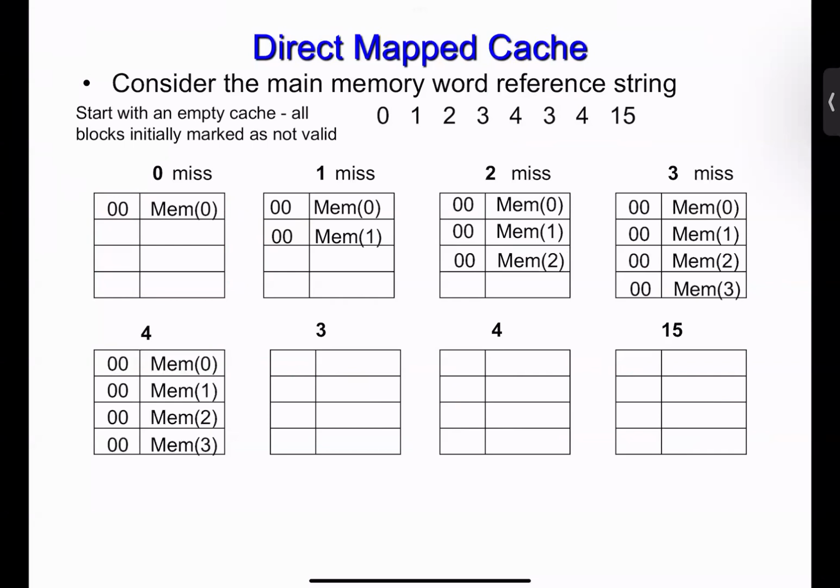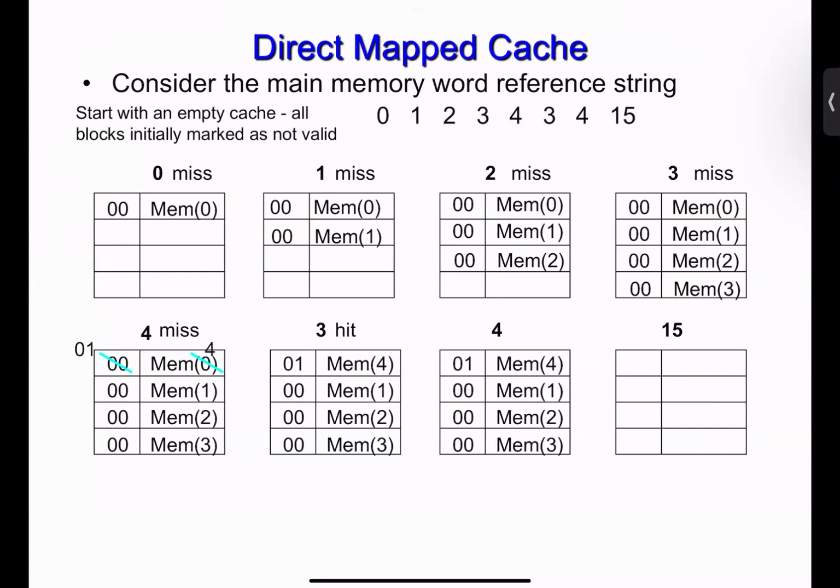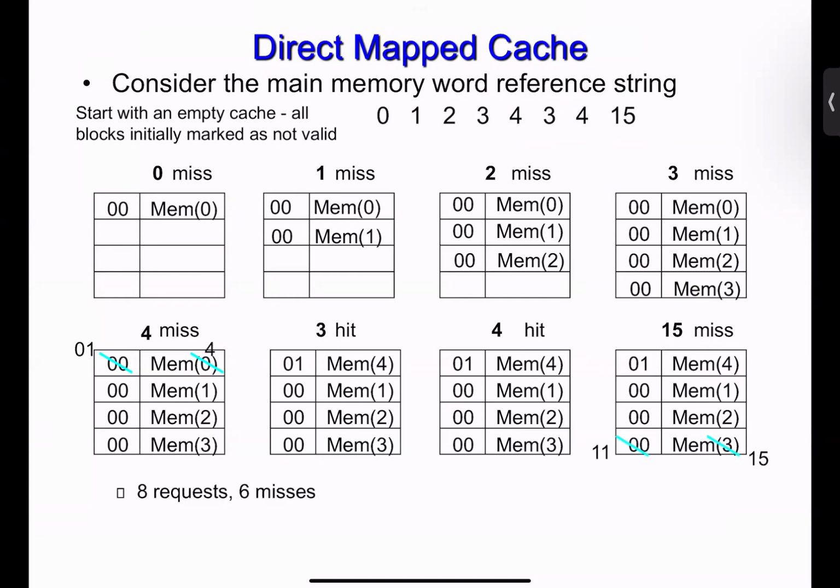One more thing I would like to highlight here, that with all of these, we have 8 requests. 1, 2, 3, 4, 5, 6, 7, 8 requests. Among the 8 requests, we have 6 misses and we have 2 hits. So among the 8 requests, 6 misses and 2 hits in that particular example.